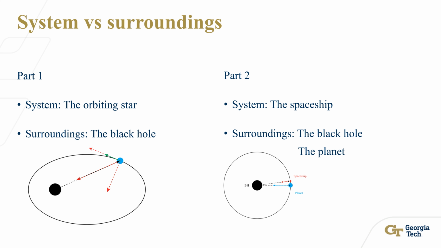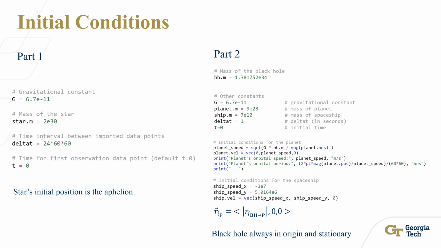Here, the initial conditions for both part 1 and part 2, including the mass of the bodies, the gravitational constant, and the time interval between data points, are included. In part 1, the star's initial position is at the aphelion, and in both parts, the black hole will always be at the origin and stationary.